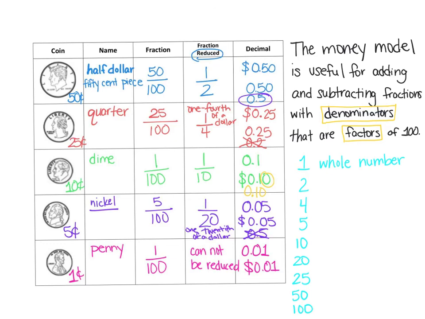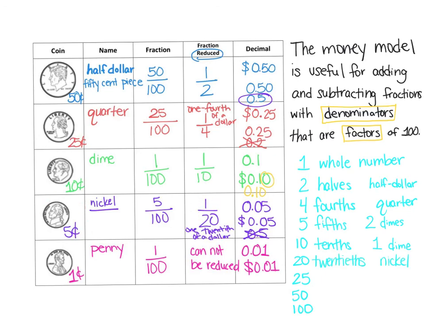If there is a 2 in the denominator, it will be halves, like the 50-cent piece. If there is a 4 in the denominator, we will be using the quarter to figure out how many fourths there are. If there is a 5 in the denominator, it's the same as having 2 dimes. If there's a 10 in the denominator, it's the same as using a dime. If there are 20ths, we will be using the nickel. When we have 25ths, we'll be using 4 cents.